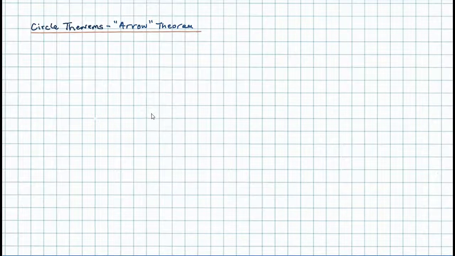So in this tutorial we're going to look at the arrow theorem, so-called, but we're going to go through all the variations. And what you should see is that the idea or the picture of an arrow isn't a very reliable one for solving some of these problems. Anyhow, let's start by making a center here and drawing a circle.